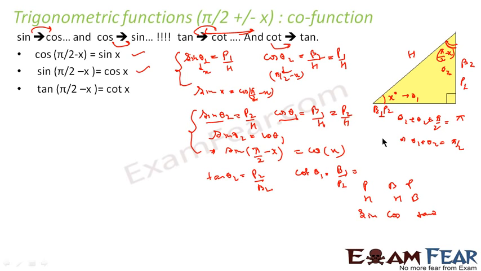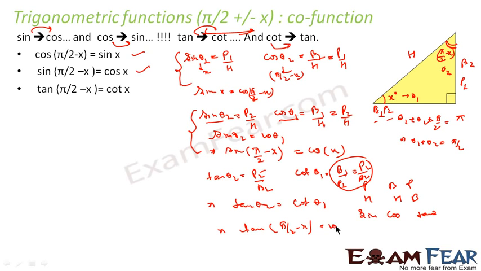So we know that b1 is equal to p2 and p1 is equal to b2. So we see both are the same, p2 by b2. Thus we can say tan of theta 2 is equal to cot of theta 1. Or we can say tan of pi by 2 minus x is equal to cot of x.